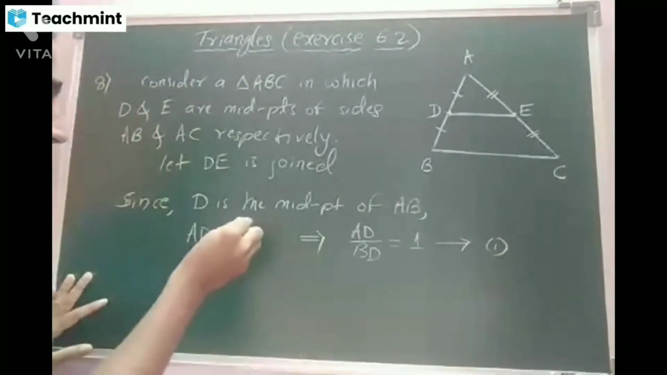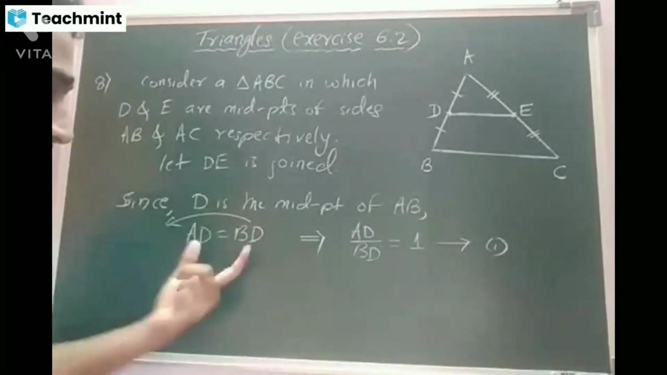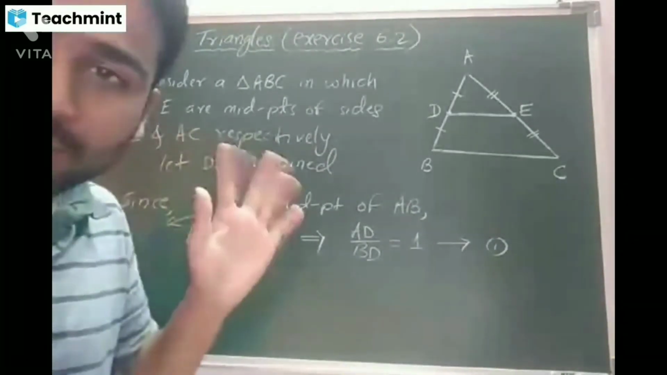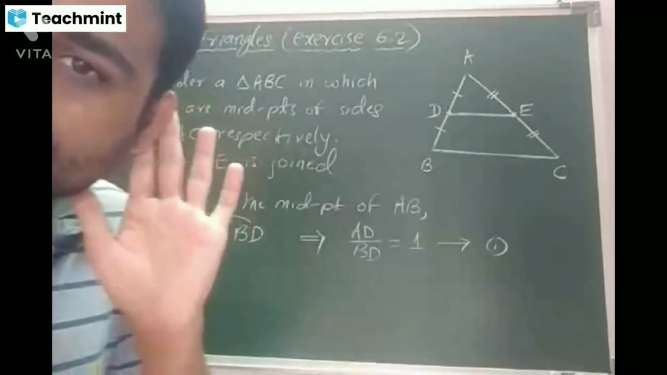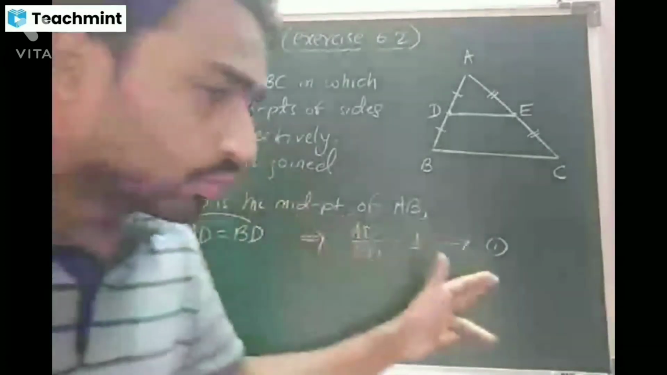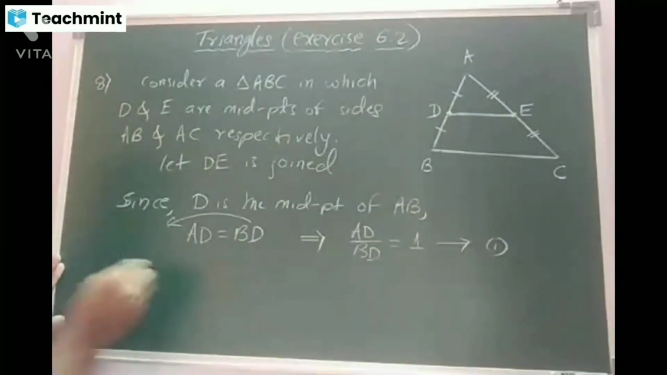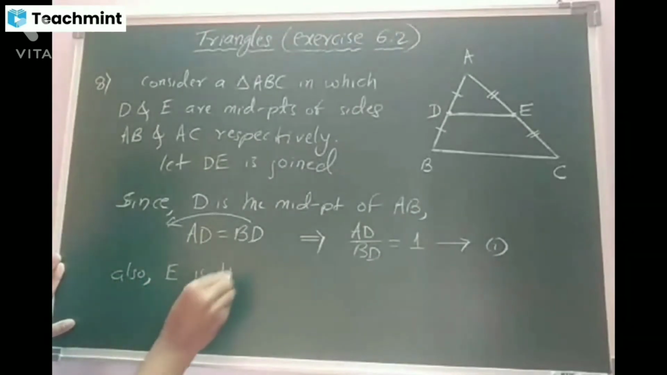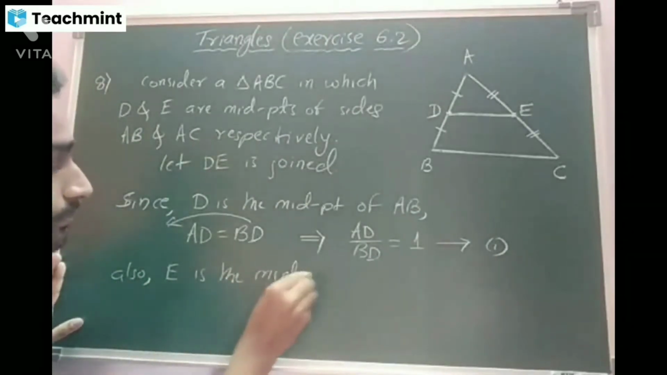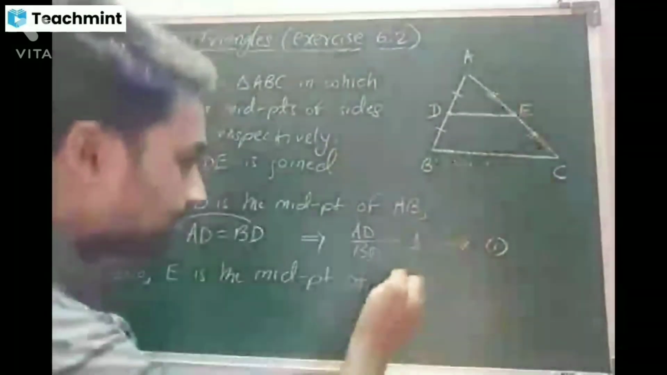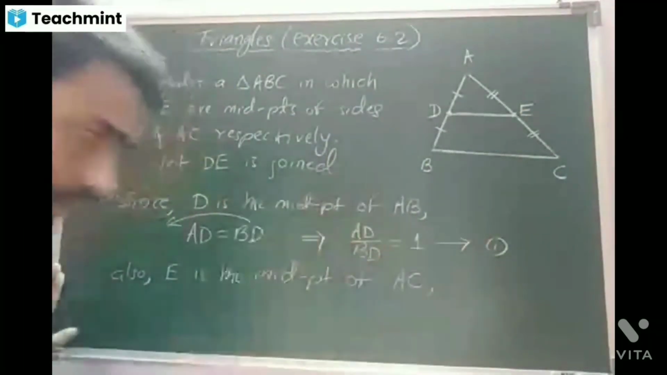I have done transposition. Bring this one to this side. AD by BD is equal to 1. Am I right, beta? Yes, sir. So this is equation number 1. Also, E is the what, beta? Midpoint of AC.